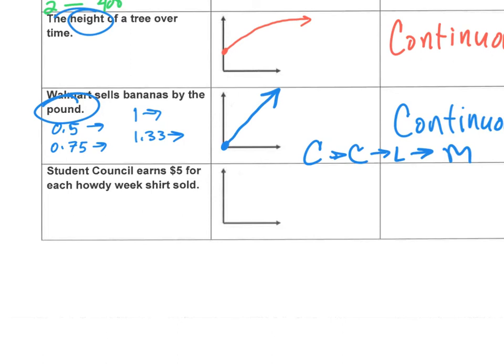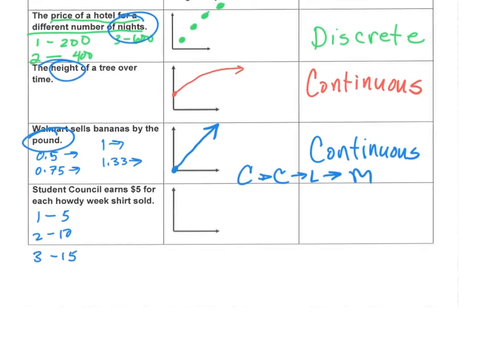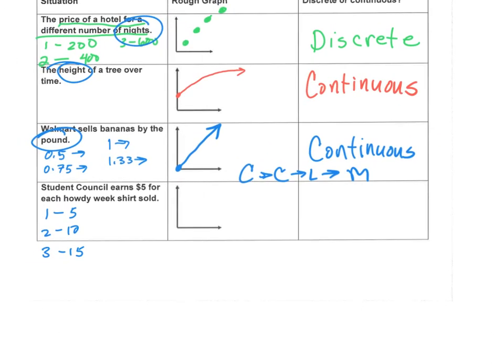The student council earns $5 for each Howdy Week shirt sold. Okay, so if they sell 1 shirt, they get $5, 2 shirts, $10, 3 shirts, $15. Continue. Can they sell 2.5 shirts? No, they can't. So it's going to be discrete. All right, so that's notes 4-2.